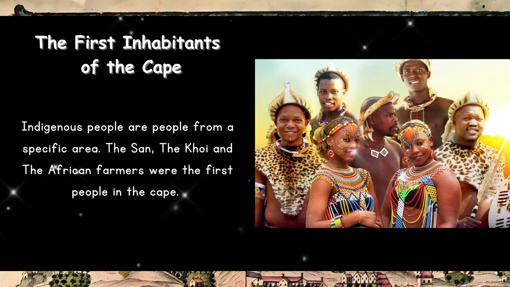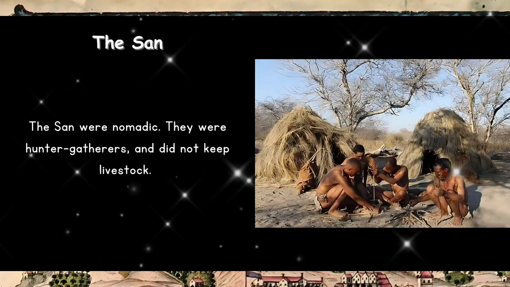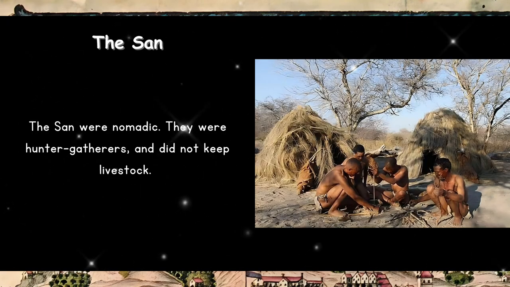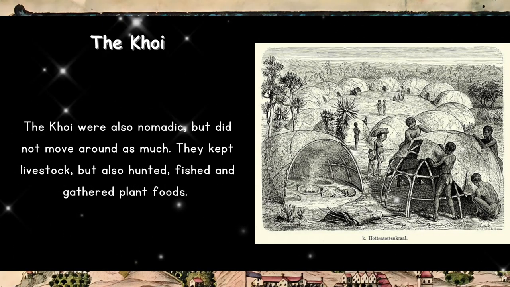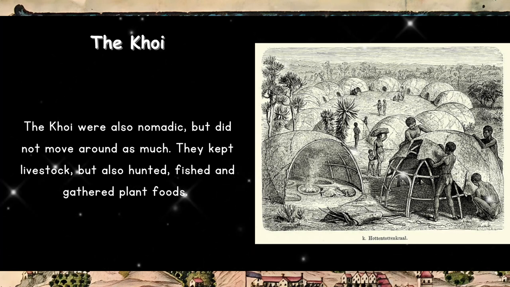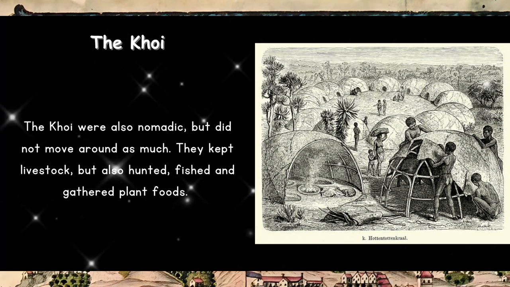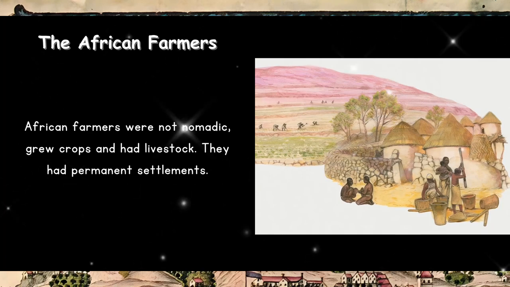The San, the Kwai, and the African farmers were the first people in the Cape. The San were nomadic. They were hunter-gatherers and did not keep livestock. The Kwai were also nomadic, but did not move around as much. They kept livestock, but also hunted, fished, and gathered plant foods. African farmers were not nomadic, grew crops, and had livestock.